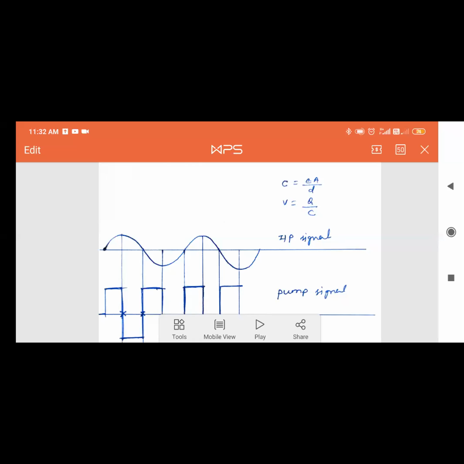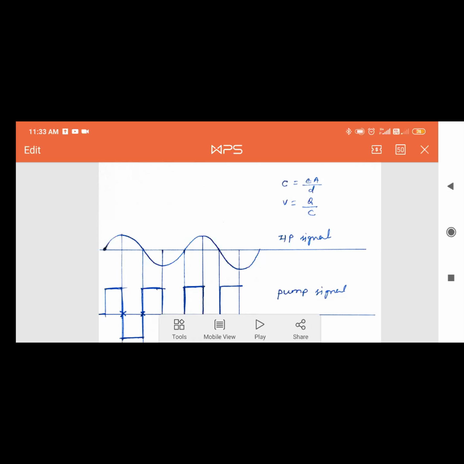Now, one thing you have to keep in mind is that you are going to vary D electronically, not mechanically. And there is one more relation which relates charge and potential of a capacitor. So it is V equals to what? Q by C.